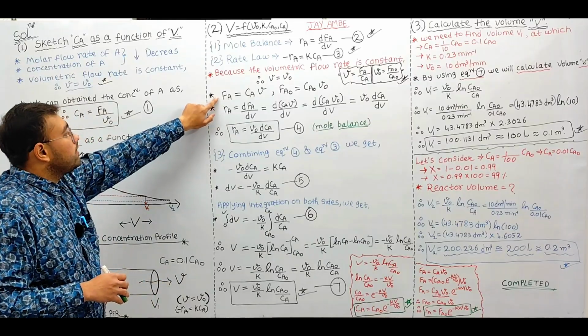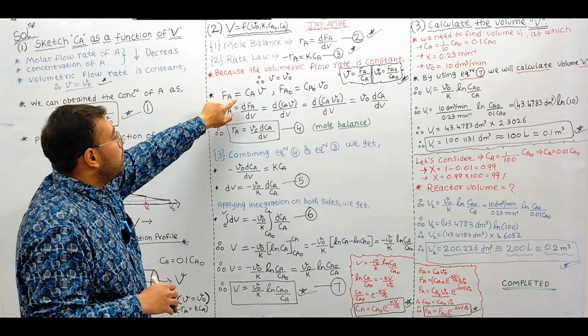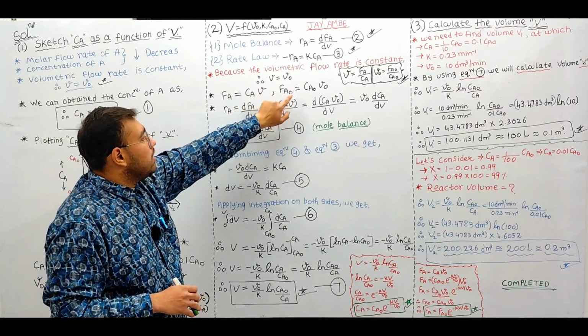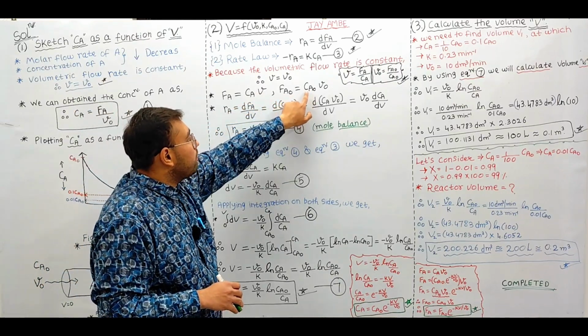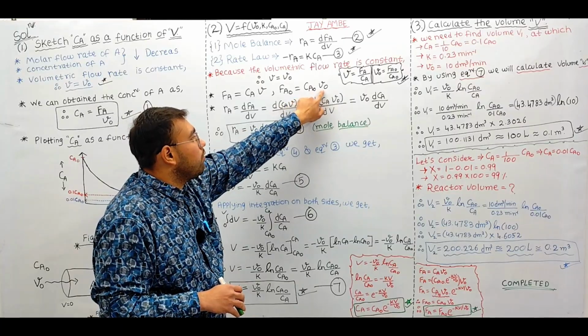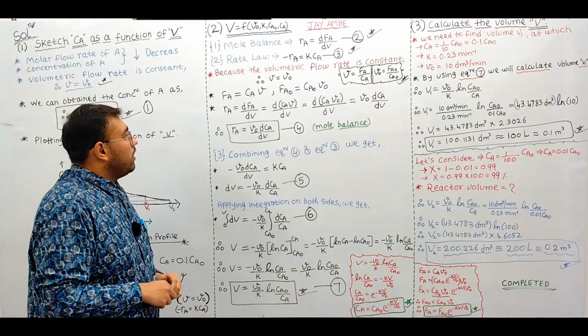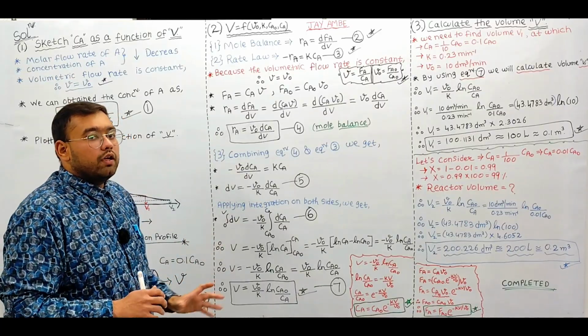Making FA the subject, FA is equivalent to CA into nu, and in the same way the initial molar flow rate is equivalent to the product of the initial concentration with the initial volumetric flow rate. I hope up to here it is clear. Okay, now we'll solve the second part of the question.